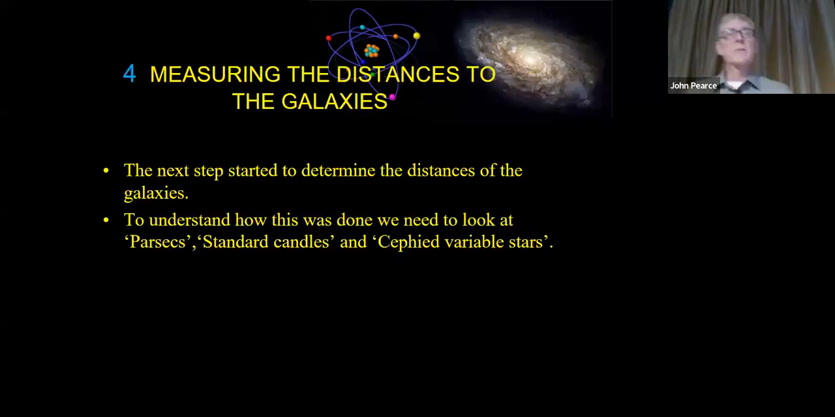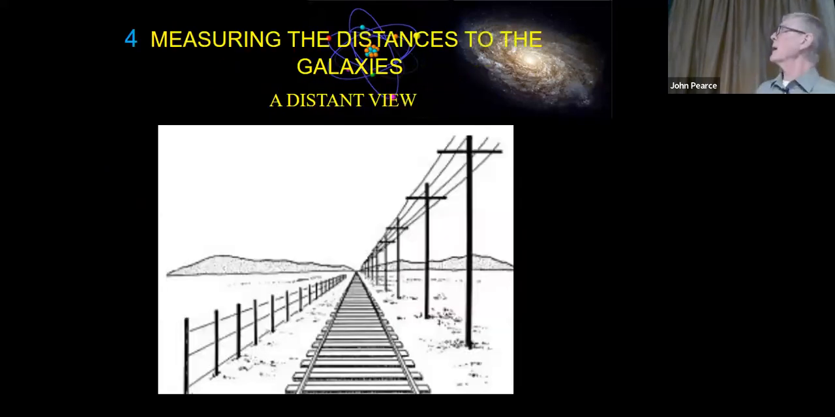Now, the next big step, of course, was to measure the distances to the galaxies. And this is where we need to look into parsecs, standard candles, and variable stars. And if we go to our picture of the railway track, we're moving way down the railway track now. You can see, again, it looks very much the same, even though we're going down towards infinity on it.